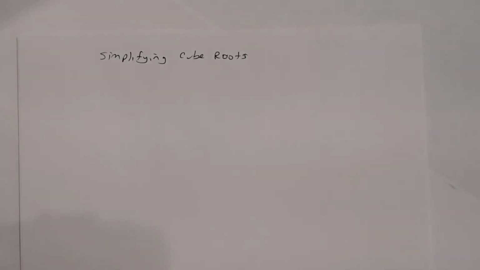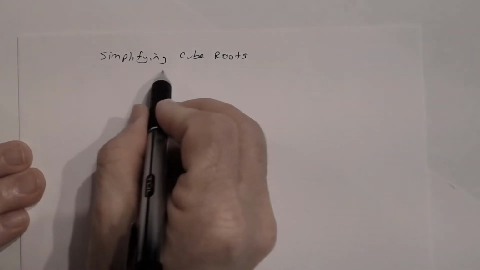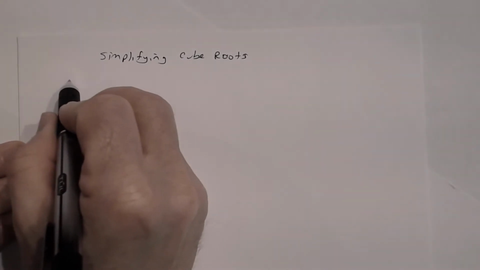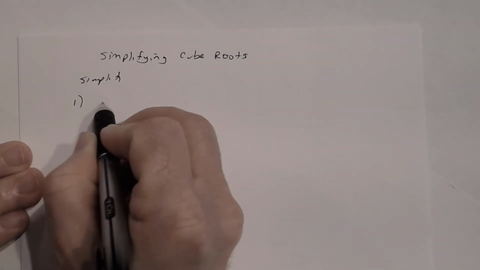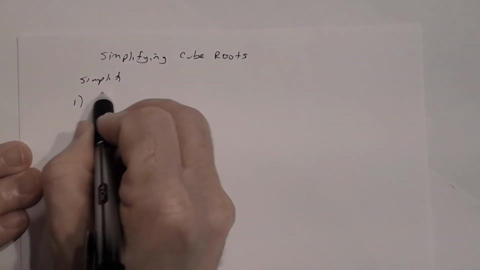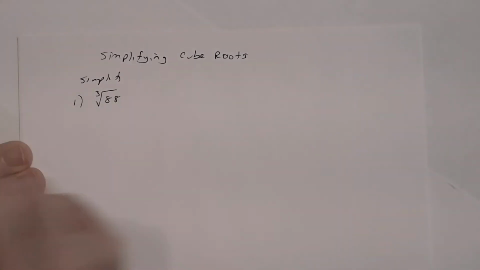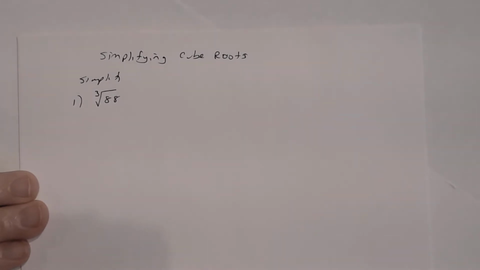So let's look at some examples. We want to simplify cube roots. So look at the example. The example will probably just say something like simplify. Okay, so number 1, we have the cube root of 88. All right, and so I want to simplify this, if possible. It may be that I can't simplify this.